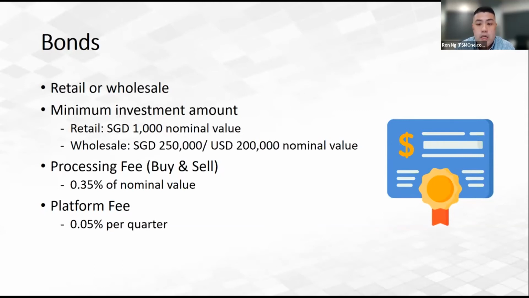0.05% per quarter. One thing to note for new investors into bonds is that unlike stocks, bonds are not traded on exchanges since there's no bond exchange in Singapore. Hence, if you would like to buy a bond on our platform, our dealers will actually contact counterparties to source for the bond for you. So all bond trades are considered over-the-counter trades, or OTC for short.